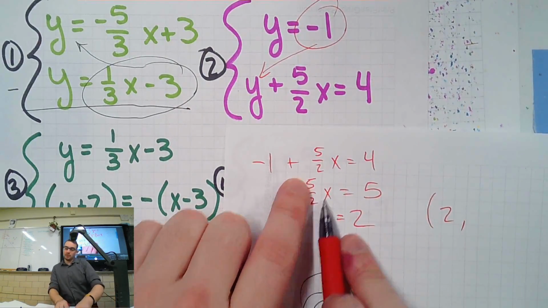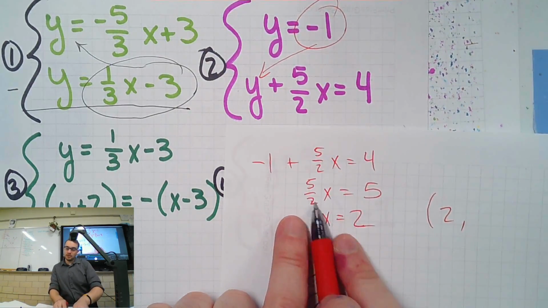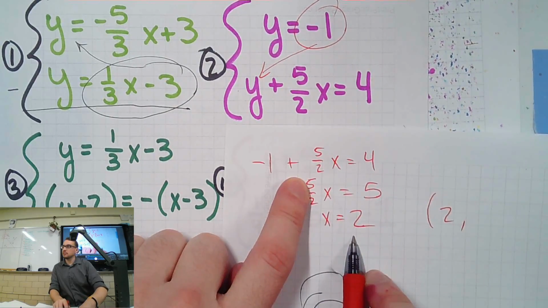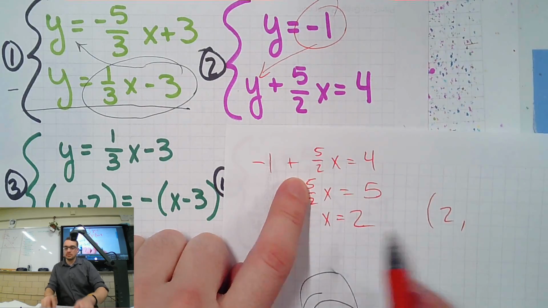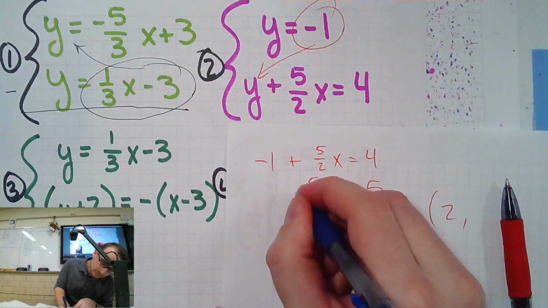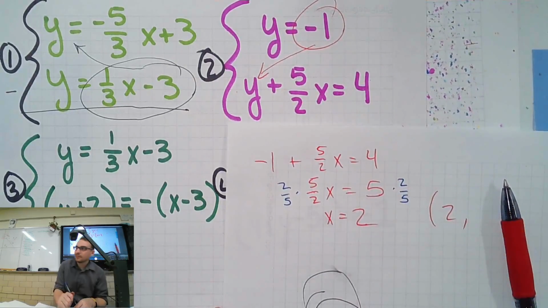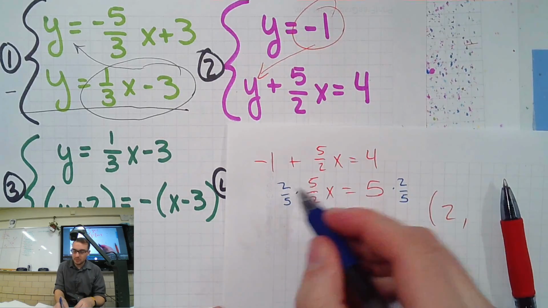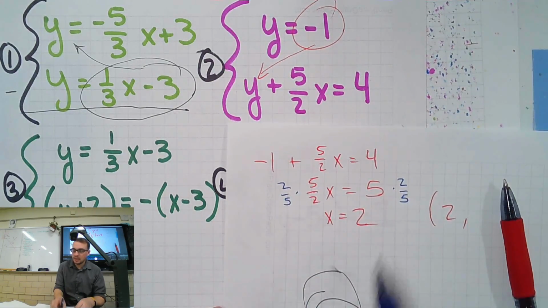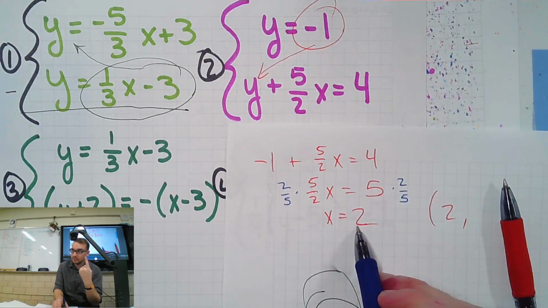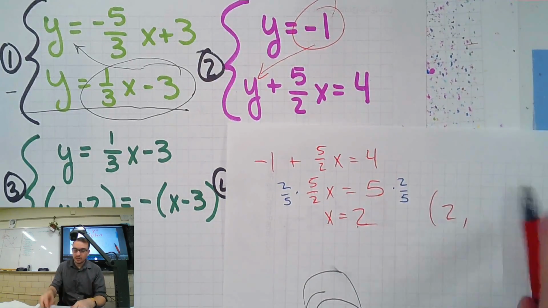I multiply by the flip, the reciprocal. So I multiply by 2, I got 10. Divide by 5, I get 2. I'll write it out. I did this to both sides. The reciprocal, right? This becomes 1 because 10 over 10 is 1. And this becomes 5 divided by 5, 1 times 2 is 2. Better? Okay. So that's 2.